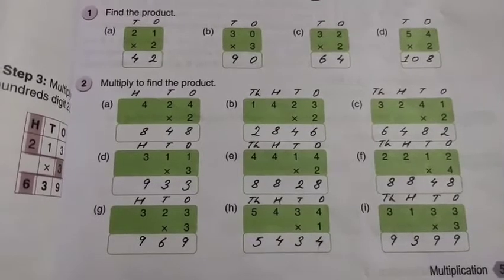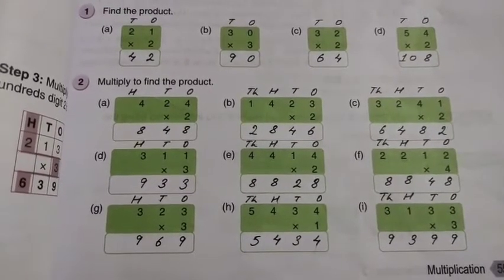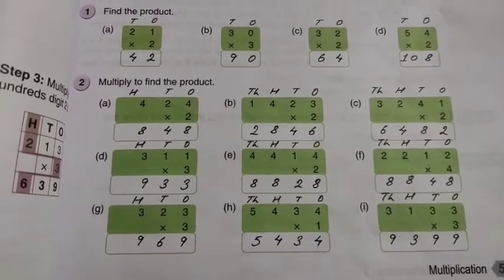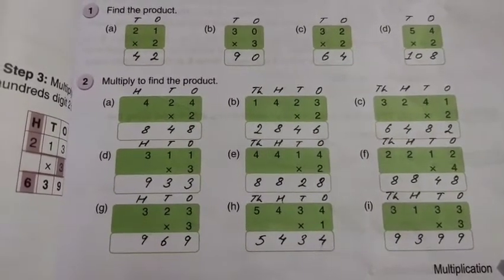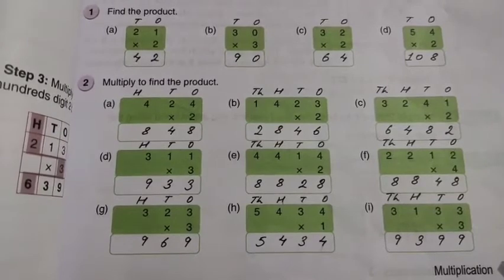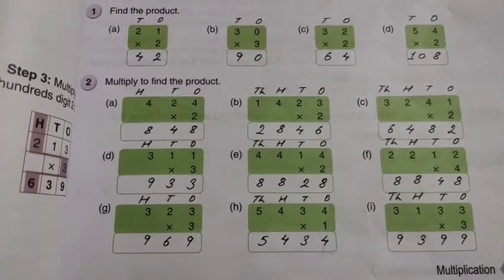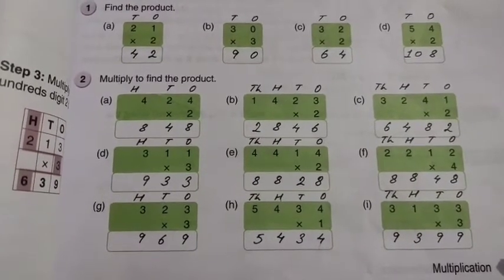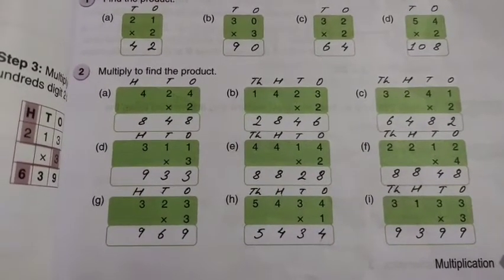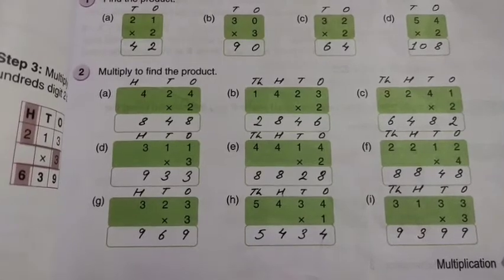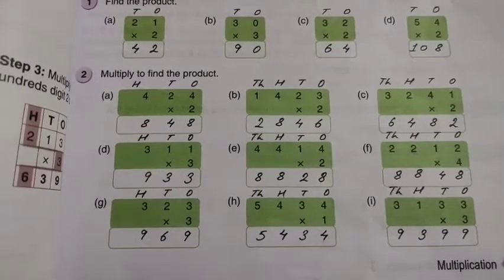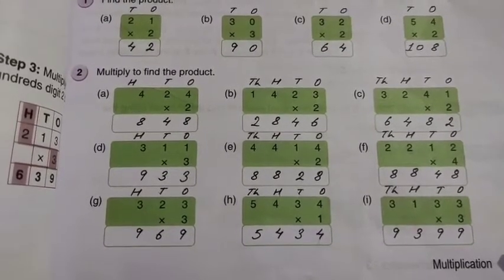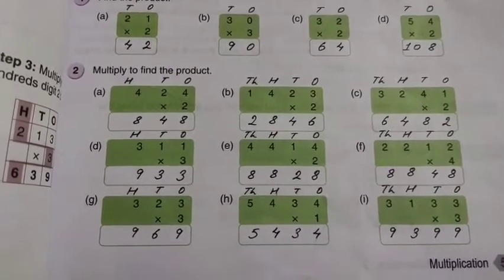1423 by 2. 1423 multiplied by 2. 2 threes are 6, 2 twos are 4, 2 fours are 8, 2 ones are 2. So first with the ones place, then the tens place, then the hundreds place, and then the thousands place. So 2846 is your answer.